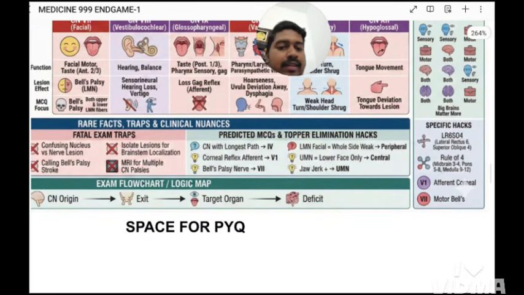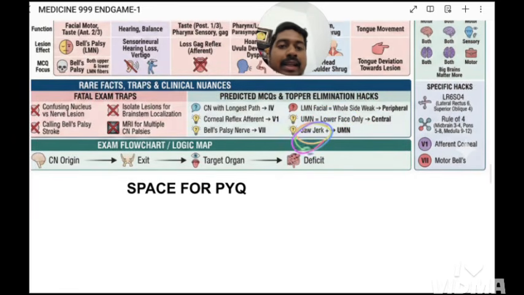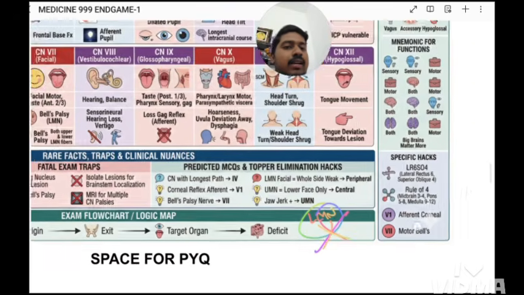Next, in UMN, only the lower face is involved. Next, jaw jerk: if it is a UMN lesion, then the jaw jerk will be exaggerated. That is in case of strokes and so on, jaw jerk will be exaggerated, but in an LMN lesion, jaw jerk won't be exaggerated.